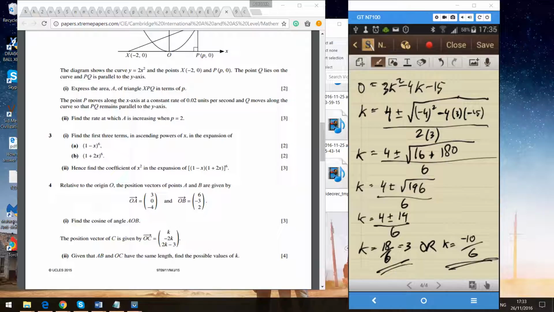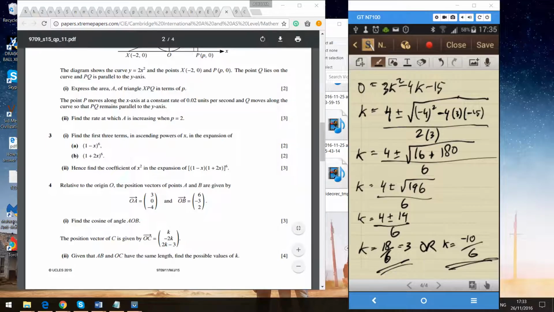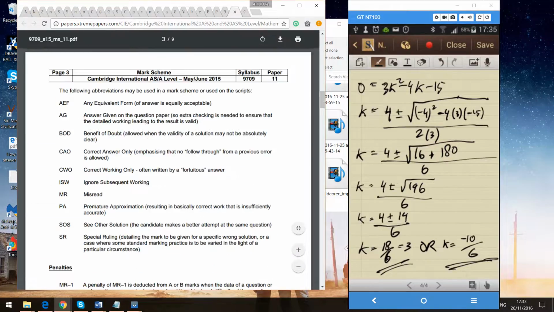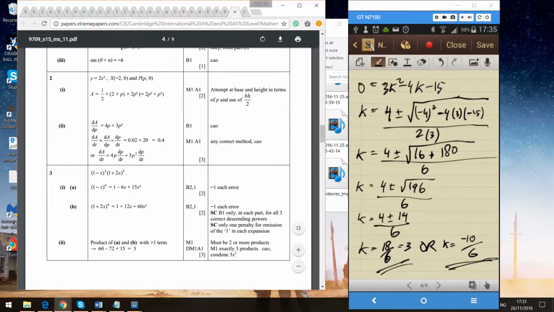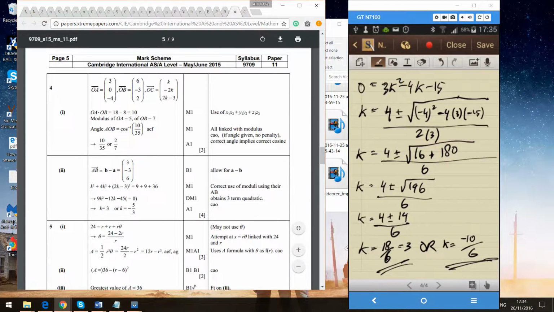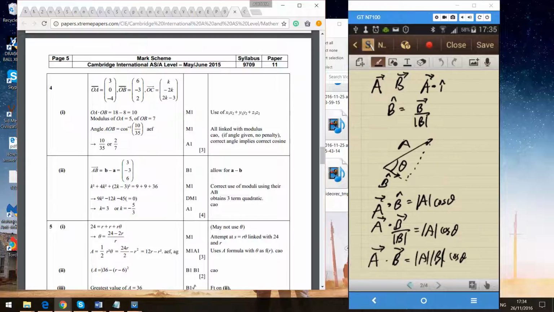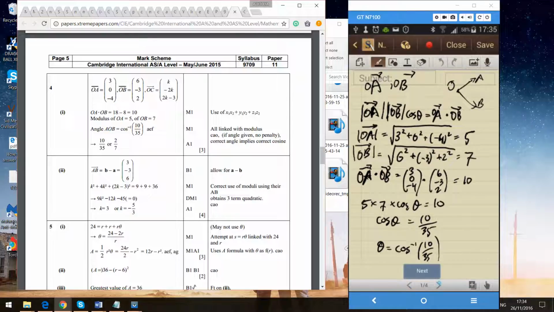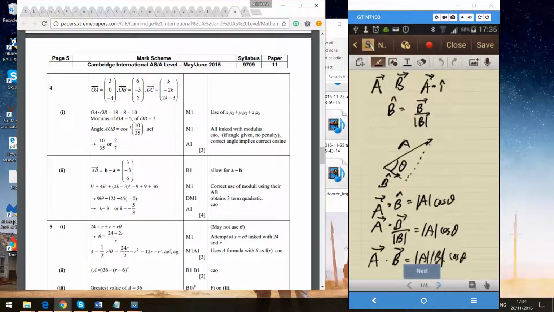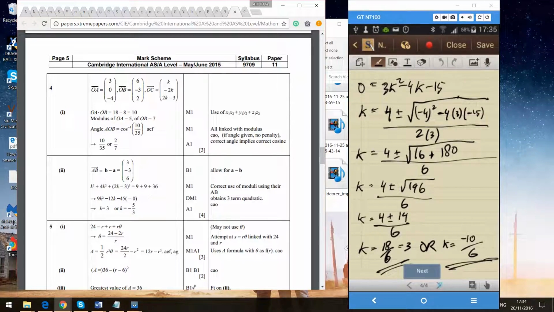So let's just check on your marking scheme to make sure that it's right. In question number 4, we had the inverse cosine of 10 over 35, that's right. And now we have my k is equal to 3, which we have, and the other is minus 5 over 3, and this is the same, minus 5 over 3.